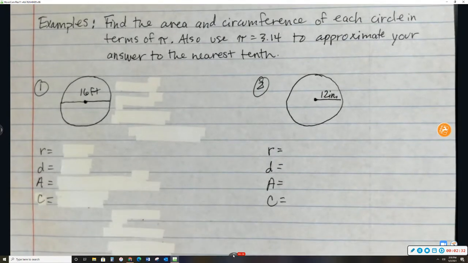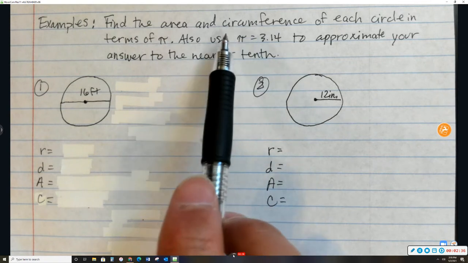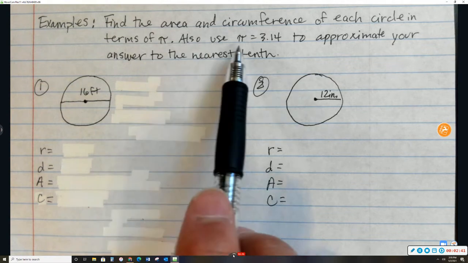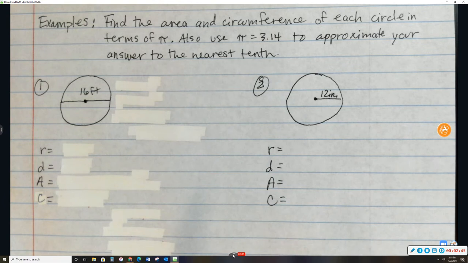So here are our two examples. They want us to find the area and the circumference, and for both of these, I'm going to find the answer with pi and the approximation of the answer. Okay, so I'll give you a second to copy that. Pause it if you need to. Actually, I'm going to move on.